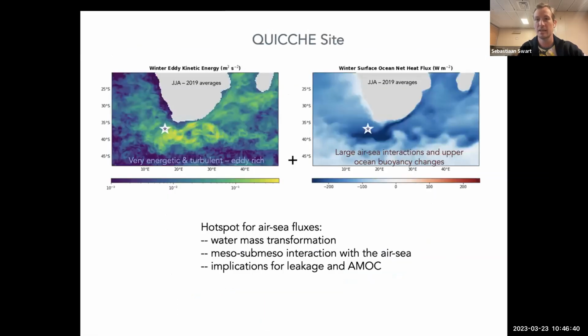This site's very important for air sea fluxes. It's very turbulent, so you have very high EKE. And with that comes very large air sea fluxes. This is the winter air sea flux, where the ocean is really losing huge amounts of heat to the atmosphere as the Agulhas current retroflects and sheds these big Agulhas rings that go into the Atlantic Ocean. And so it's really crucial to understand these air sea fluxes, to understand water mass transformation, really understand the mesoscale to submesoscale interaction and how these impact fluxes. And these have implications, of course, for the leakage around South Africa and therefore the AMOC.